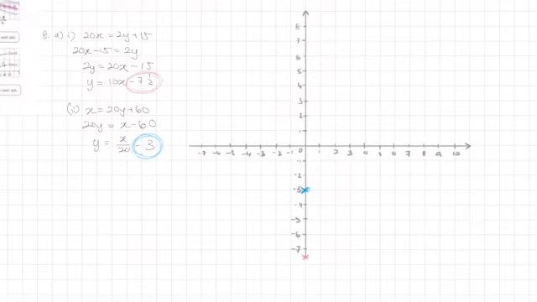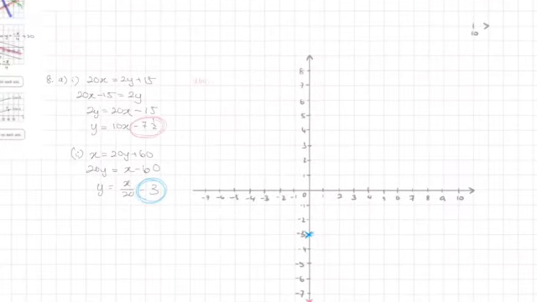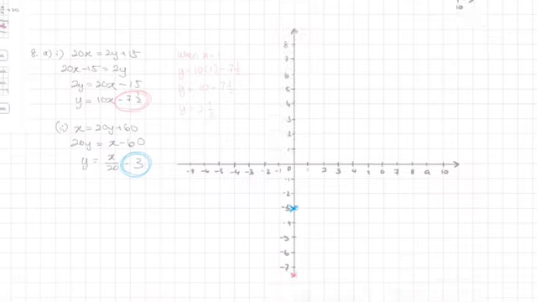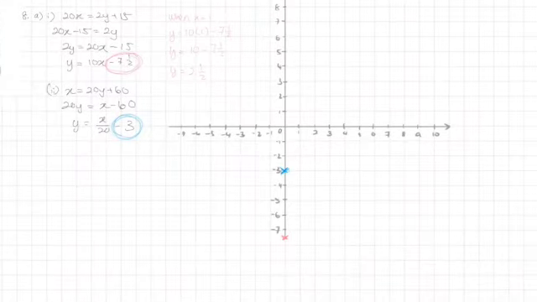When x is equal to 1, can. When x is equal to 1, y is equal to 10 times 1 minus 7.5. y is equal to 10 minus 7.5. y equals 2.5. So when x is 1, y equals 2.5. Right.